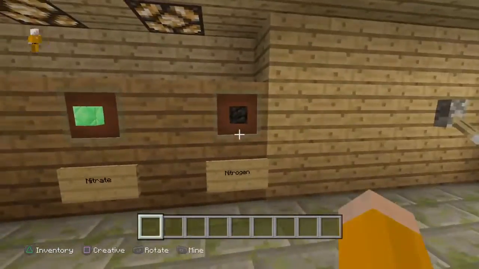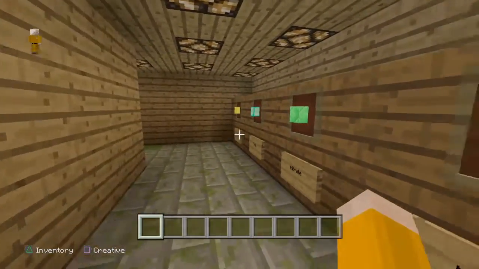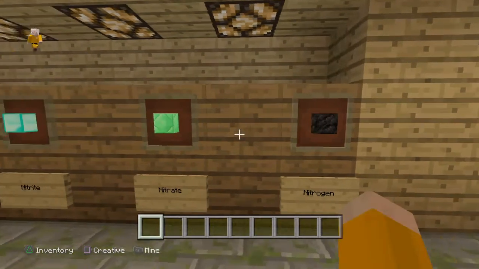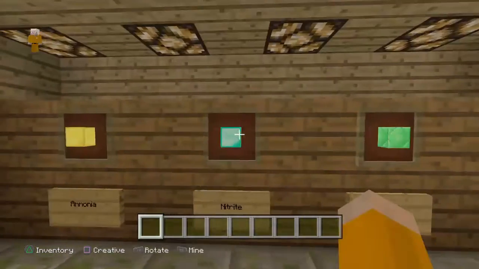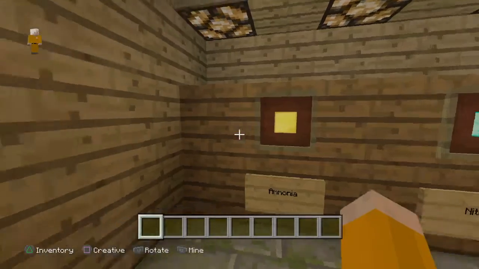Off to the right, we have our key of what to expect in the exhibit. Right here, we have coal as our nitrogen, our emerald block as our nitrate, our diamond block as our nitrite, and our gold block as ammonia.